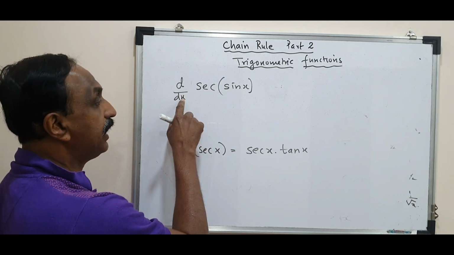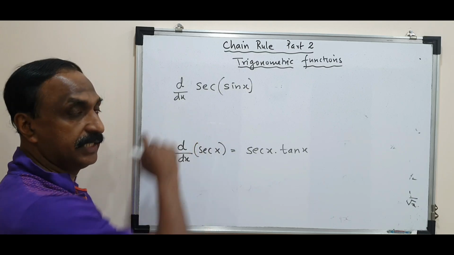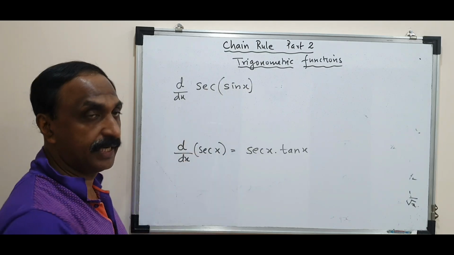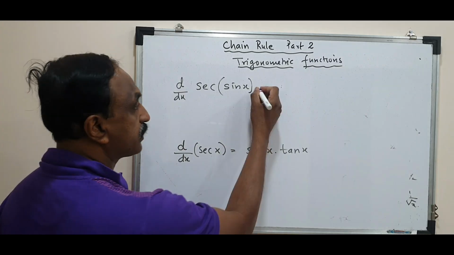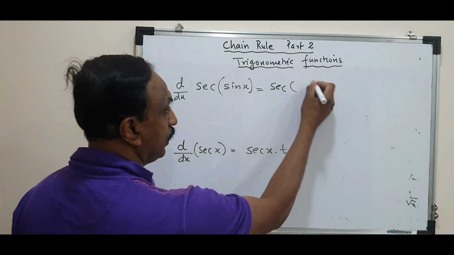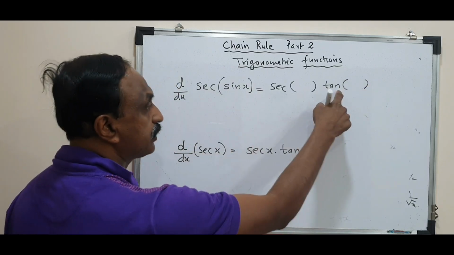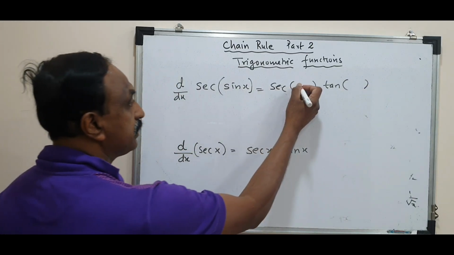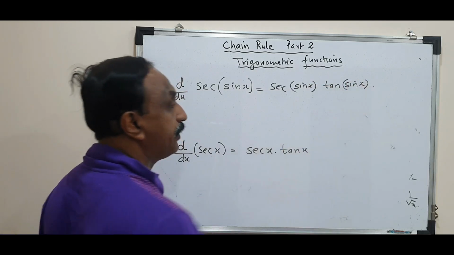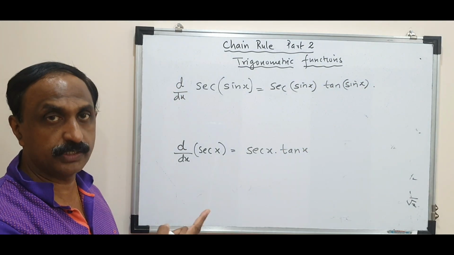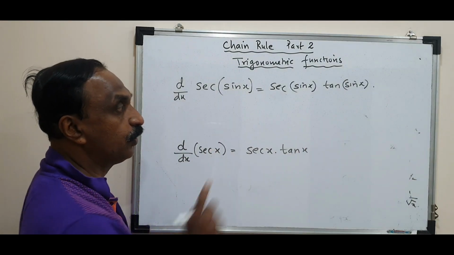You can see the angle and the x are not the same. This is the angle part, and x is here. So the derivative of sec of sin x: sec will change to sec into tan. Sec angle is sin x, tan angle is also sin x. Are you happy with this much? No, something more is there because they are not the same. If they were the same, we would have stopped with only that much.